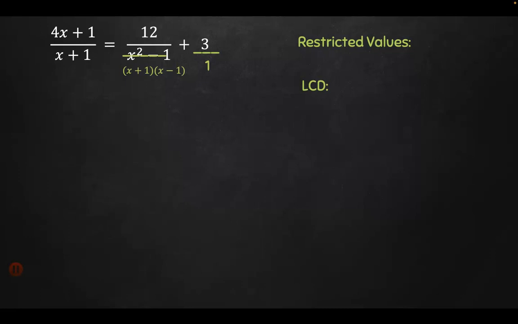So restricted values, I can't have positive 1 and I can't have negative 1. Those would both make the denominators equal to 0. My LCD, again, because I was able to factor, I saw that the x plus 1 was in common, and then I have that x minus 1 in the second fraction. So my LCD is x plus 1 times x minus 1.